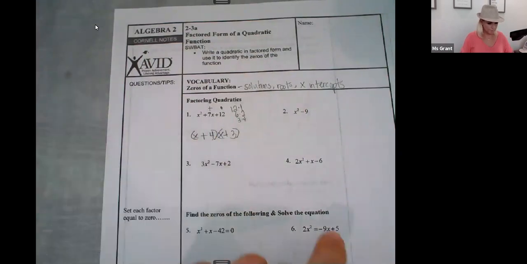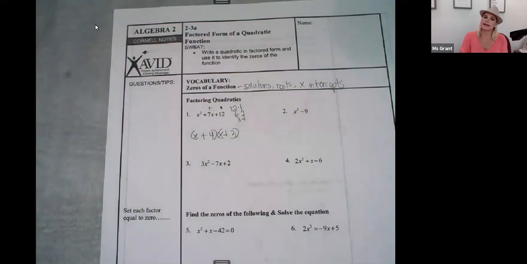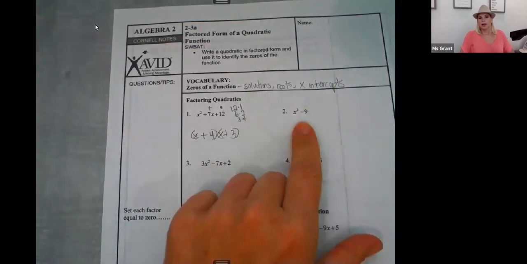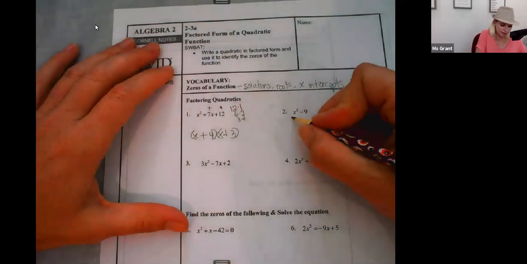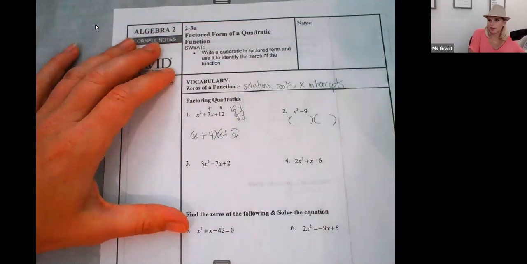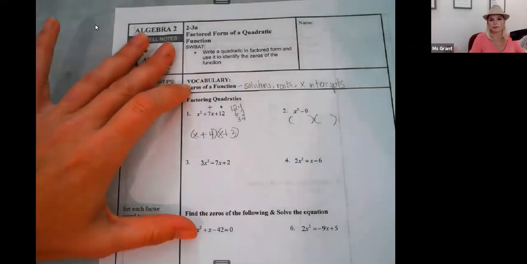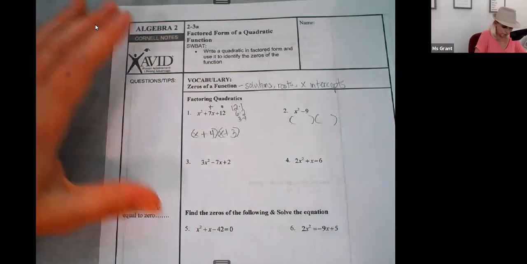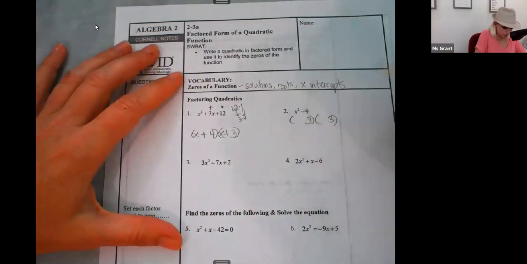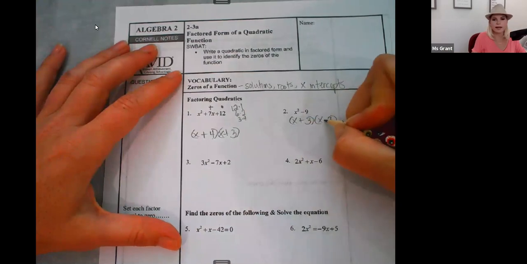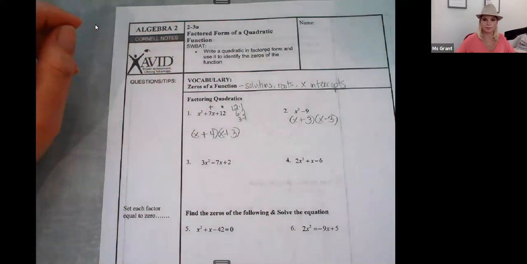All right, number 2. X squared minus 9. X squared minus 9 is a difference of two squares. We talked about this back in August, right? Difference of two squares. What two numbers make 9? 3 and 3. X plus 3, x minus 3. Easy, okay?